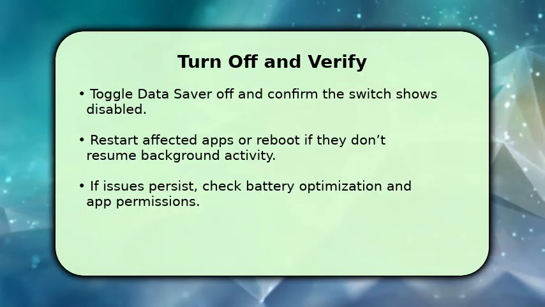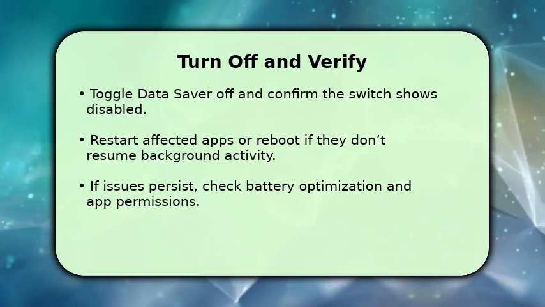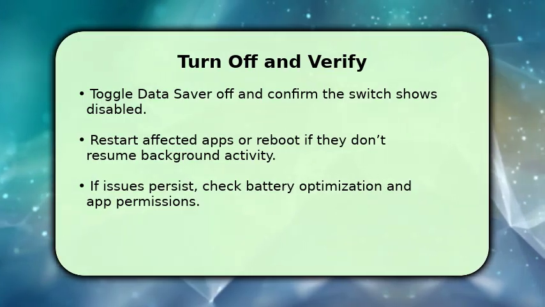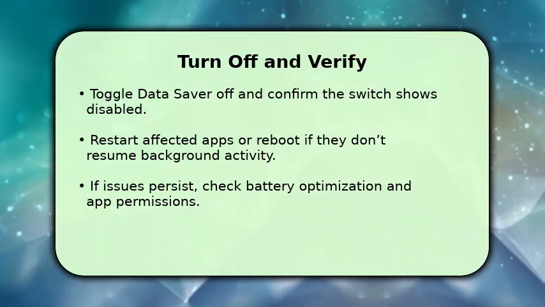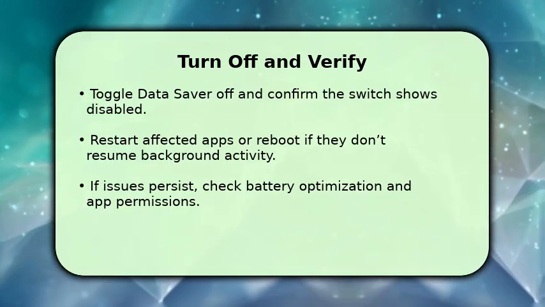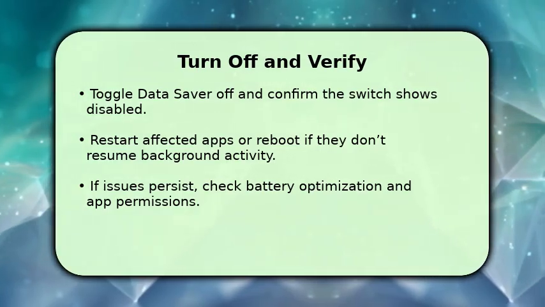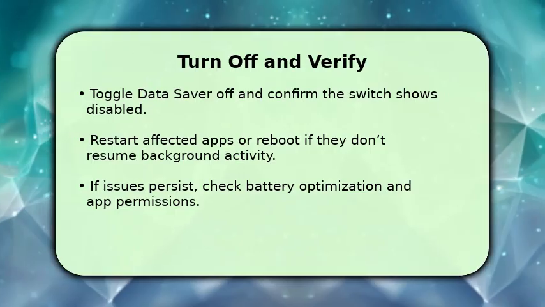If an app still won't sync, make sure it's not blocked by battery optimization or restricted by its own settings. Quick troubleshooting. Re-enable then disable data saver once more to reset the network rules.